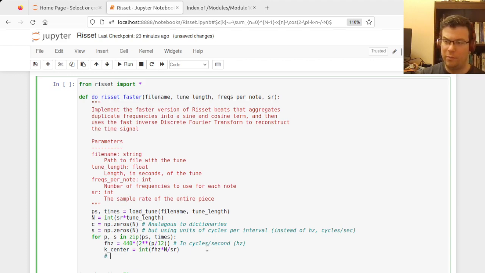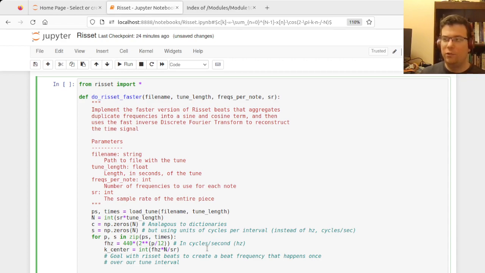Remember, our goal with Risset beats is to create a beat frequency that happens once over our tune interval, right? So when I was doing this before, I made sure that the frequency right next to me was either up or down by 1 over the duration of the tune, because that would create a frequency that went over 1 cycle over the duration of the tune, right? So the beat frequency is the difference between the two.